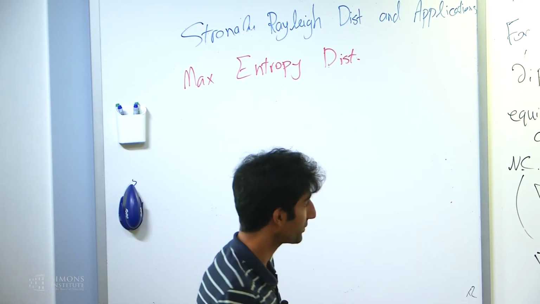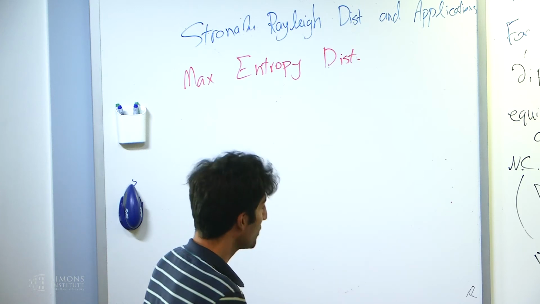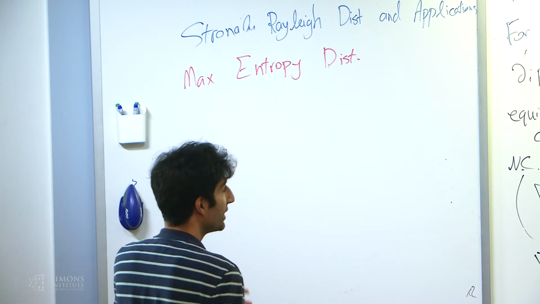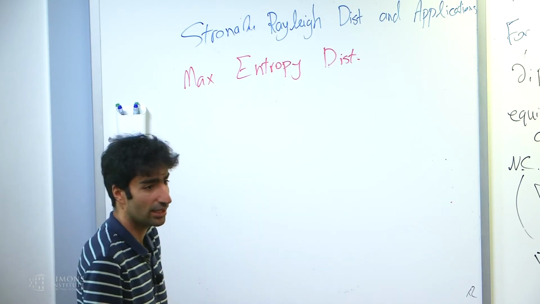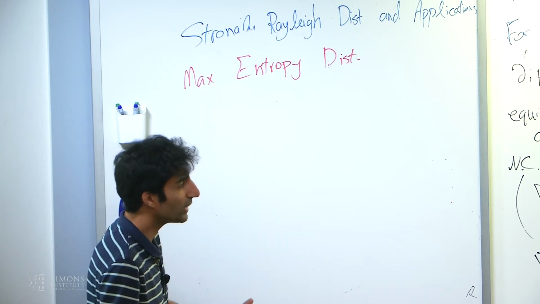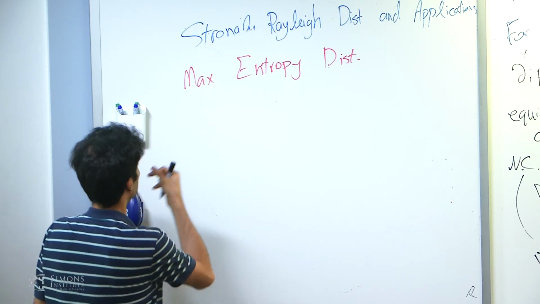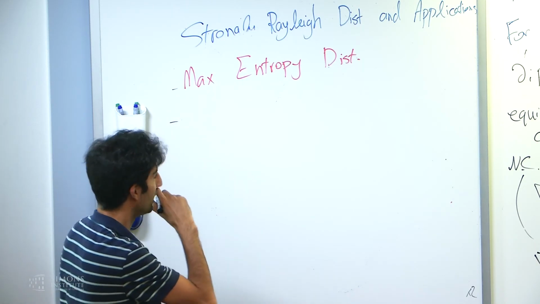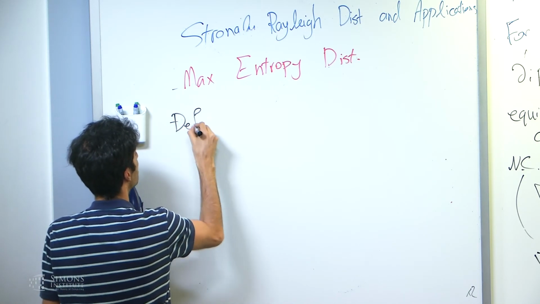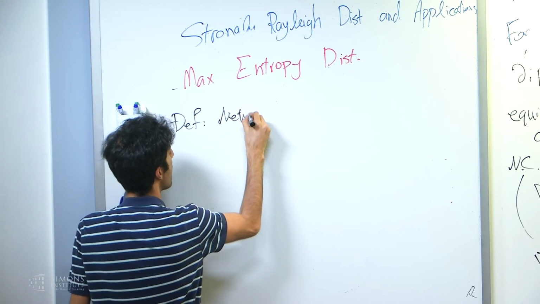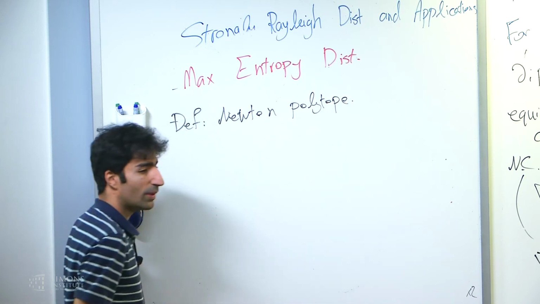So this is a topic which seems very off from strong Rayleigh distributions, but actually it has had a lot of applications when you combine this technique with the theory of strong Rayleigh distributions. So let me briefly talk about it. Before getting to this, I need to define two things. First, the Newton polytope.